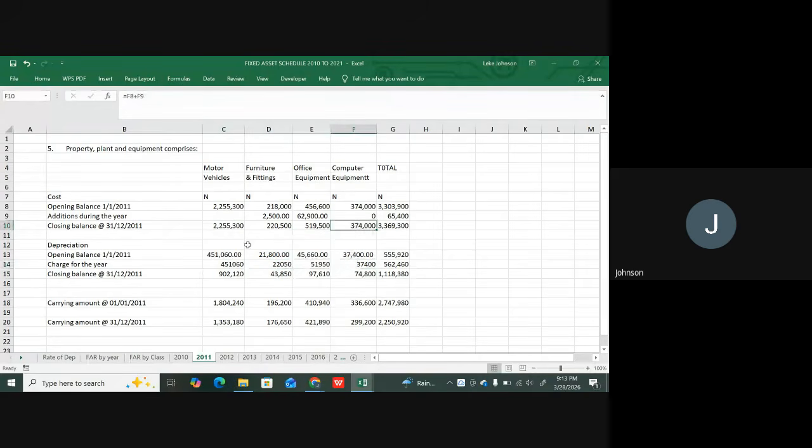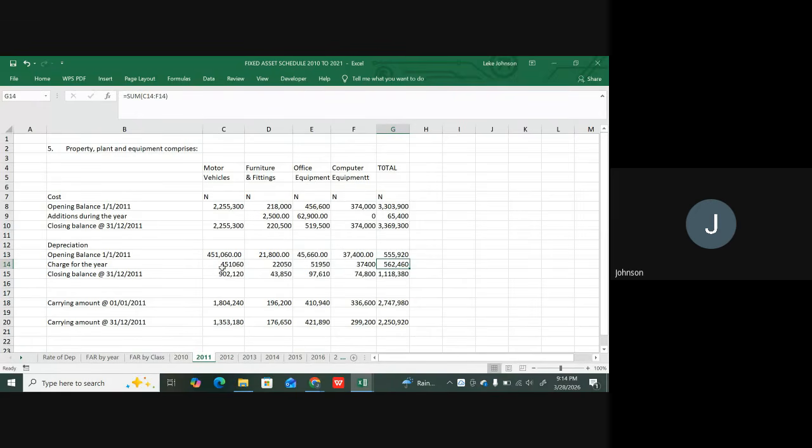At the end of the day, we add everything together. This becomes the charge for the year, which is what you are going to debit to your depreciation account and now credit the individual accumulated depreciation account. Then at the end of the day, you also now come here and do your closing balance.